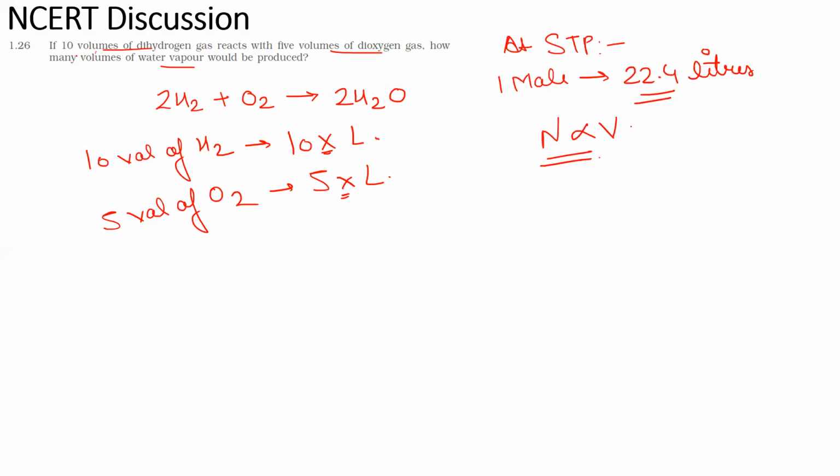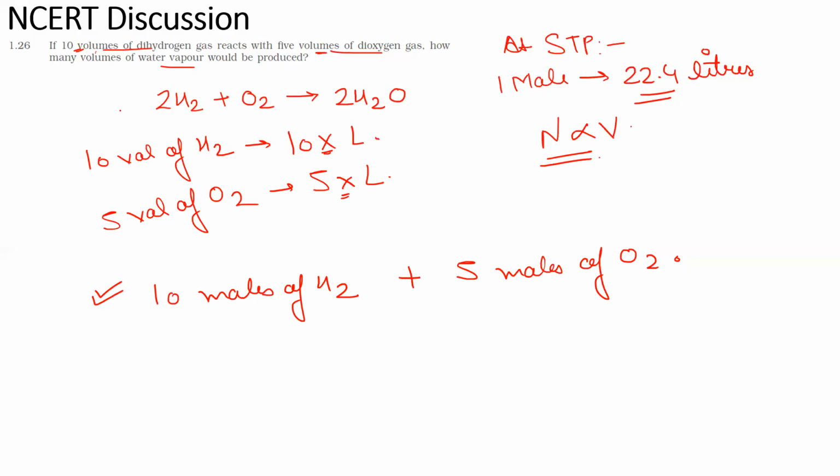So here it is saying, in any ratio, 10 volumes of dihydrogen reacts with 5 volume of dioxygen. Okay, so simply can we say that it is equivalent to a condition saying that 10 moles of H2 is reacting with 5 moles of O2.